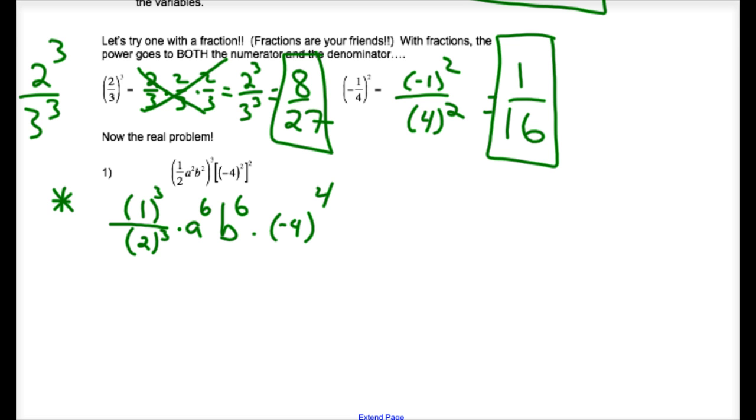What is it? What's the fraction going to be, guys? 1/6. No, it's not 1/6, guys. Seriously. 1/8. Oh yeah, I'm sorry. A to the 6th, B to the 6th. There's nothing to combine with those.